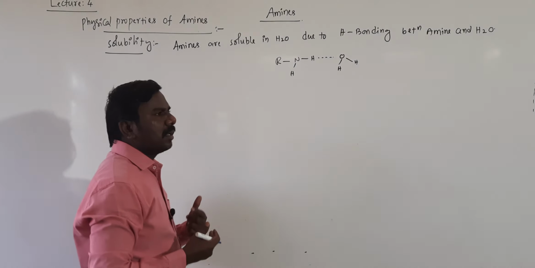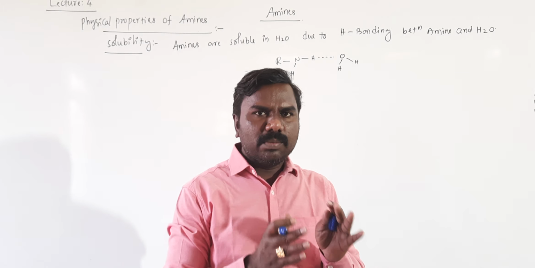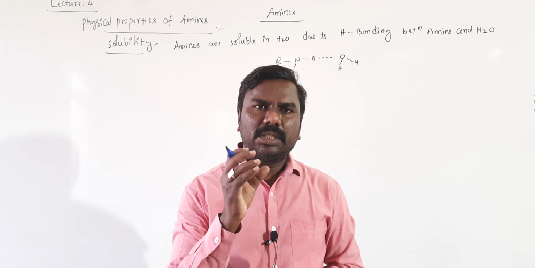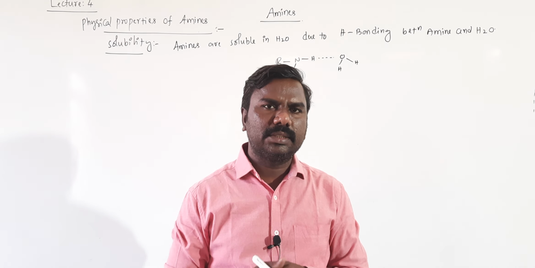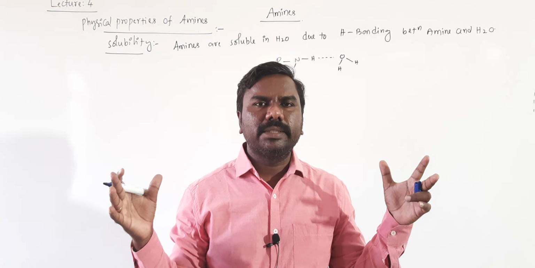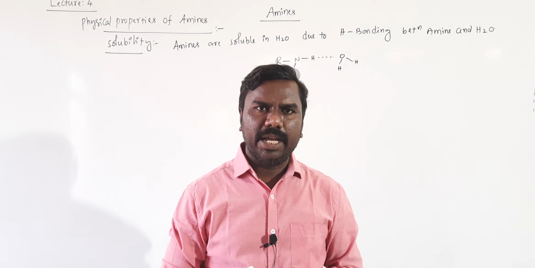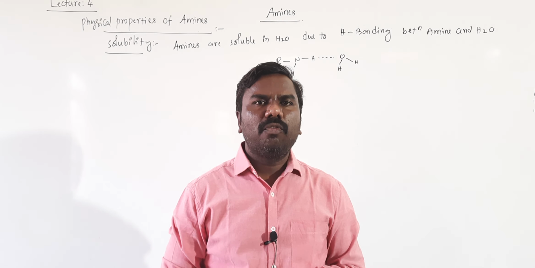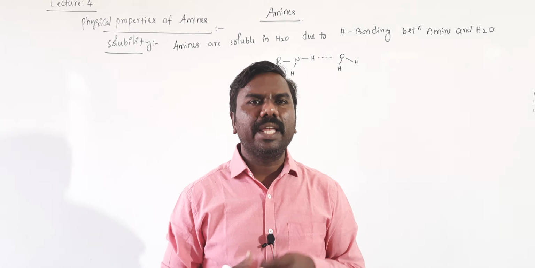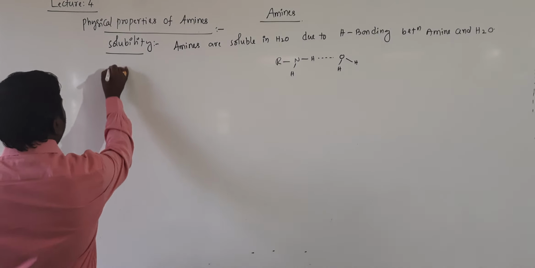Now, lower amines are soluble in water when compared with higher amines. Lower amines means methyl group, ethyl group, propyl group, like that. Because the size of the alkyl group decreases, they are easily soluble. If the size of the alkyl group increases, the large alkyl group acts as a hydrophobic end. Hydro means water, phobia means hating or fear. It means water-hating end. That's why insoluble.